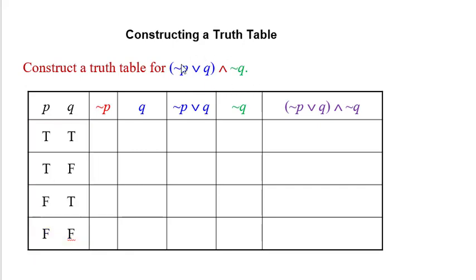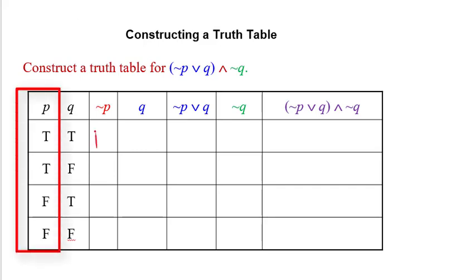My ultimate goal is to find, in parentheses, not P or Q, and not Q. Now, I probably write down a little bit more than most people. I like to have my columns, and I like them to be in order. Let's start with my parentheses. I need to find not P or Q. I'm going to first write down not P. So look at P, and we are now doing not P.